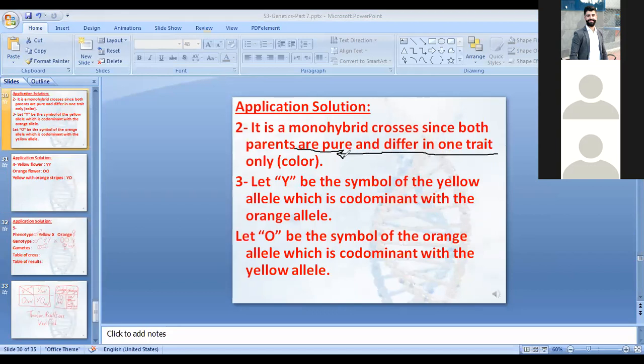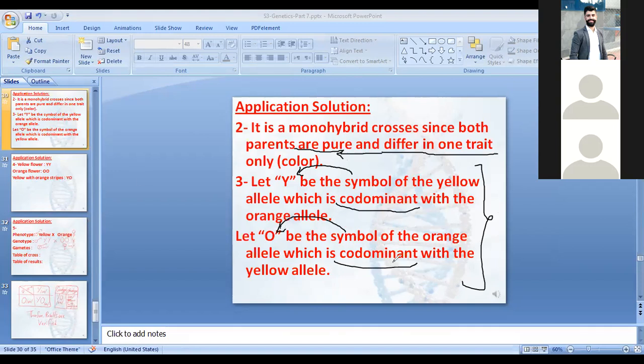So let Y capital be the symbol of the yellow allele, which is codominant with the orange allele. Let O capital be the symbol of the orange allele, which is codominant with the yellow allele. So here, both of them are dominant. This is the case of codominance. This is how we give the symbols in the case of codominance: both alleles should be expressed, and both alleles should be written with a capital letter.